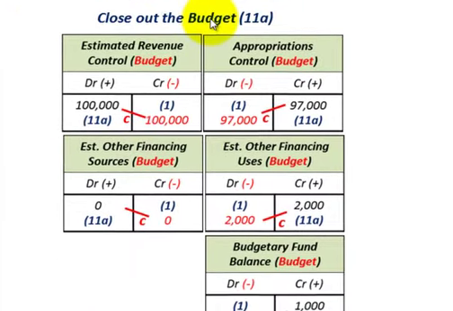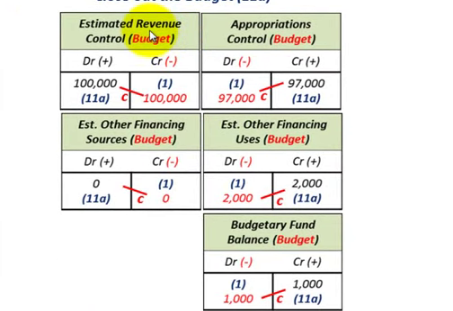For closing out our budget, we talked about that before. We're going to have our estimated revenue control, and you just reverse all the entries that you would have made for the budget. So we'd reverse out our estimated revenue control, our appropriations control account, any estimated other financing sources, and any estimated other financing uses. And then any budgetary fund balance that you have would also be closed out. So for budgets, just reverse out any balances that you have in those accounts.